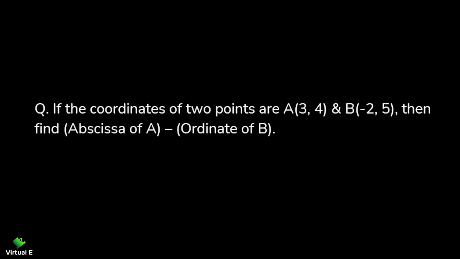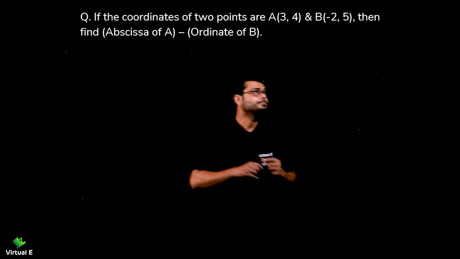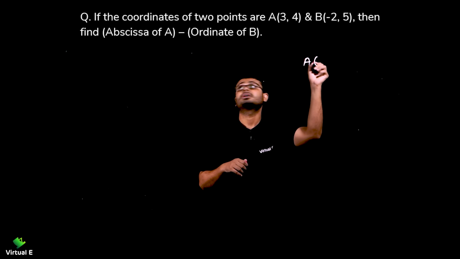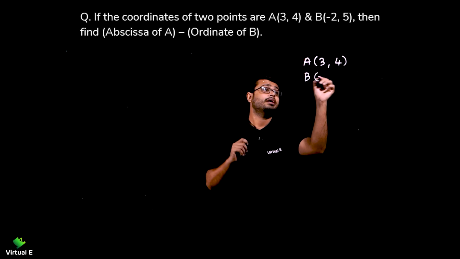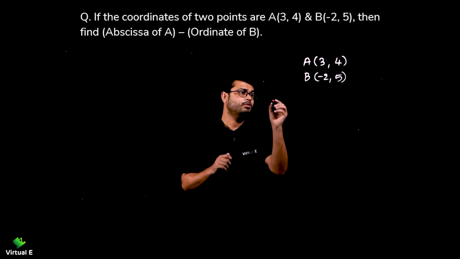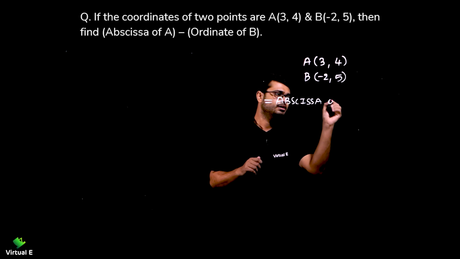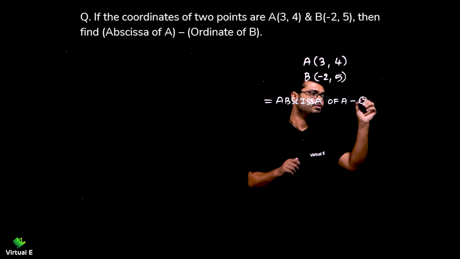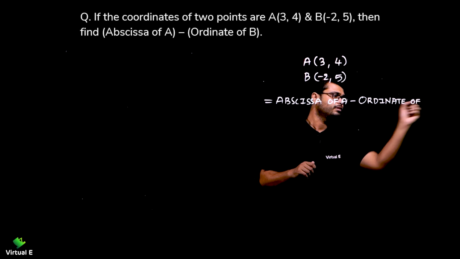Let's do one more question related to the previous one. If the coordinates of 2 points are A(3, 4) and B(-2, 5), then find the abscissa of A minus ordinate of B. Here we have ordinate as well. So first of all, let's write the points: A(3, 4), B(-2, 5). What we need to find is abscissa of A minus ordinate of B.